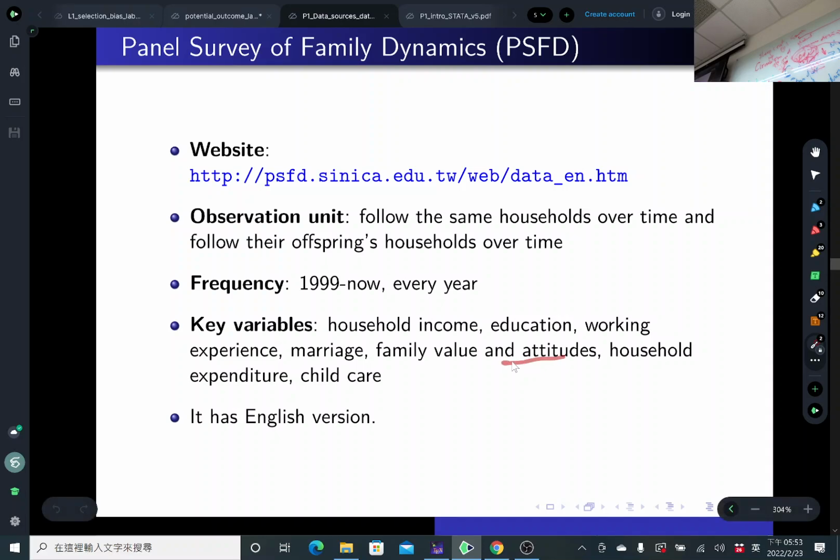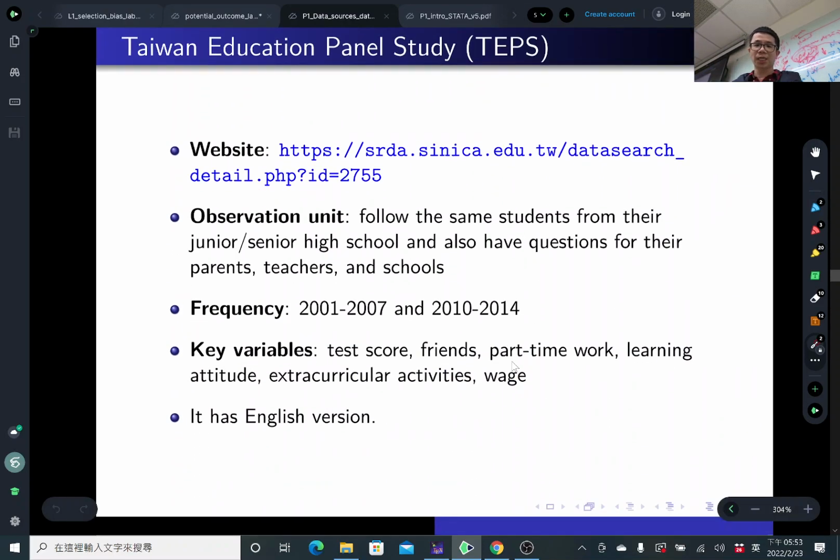But they also ask several other questions. Because a lot of researchers participate in this project, different years they might ask different questions. So it's not necessarily questions related to family values, but also others. Okay. Any questions? Okay.